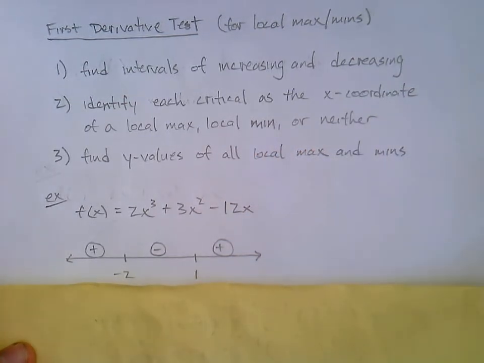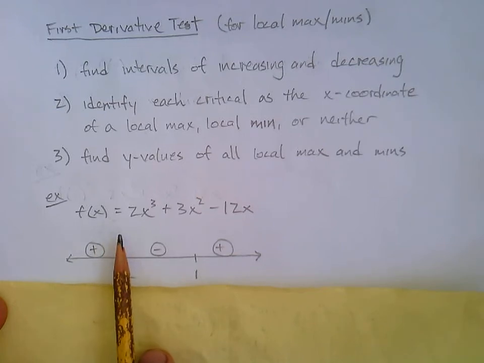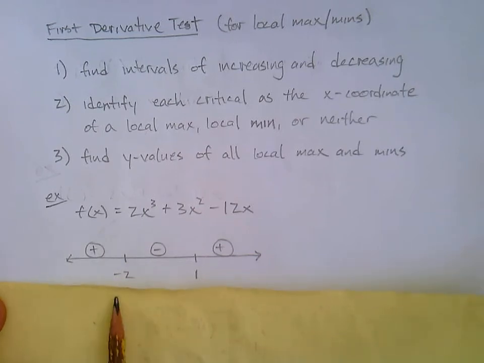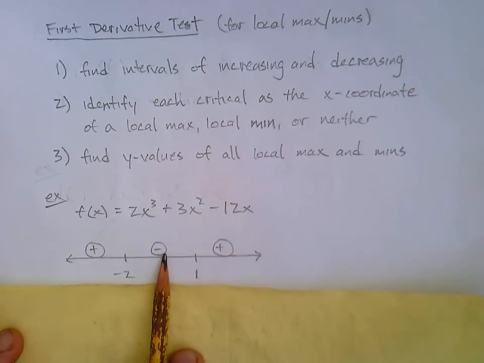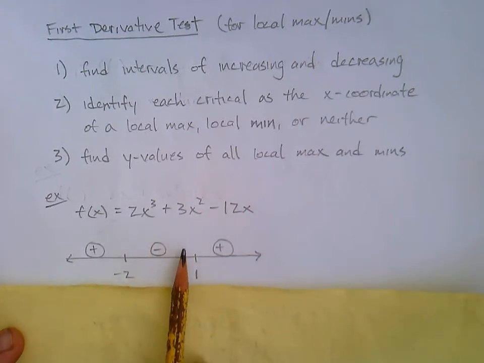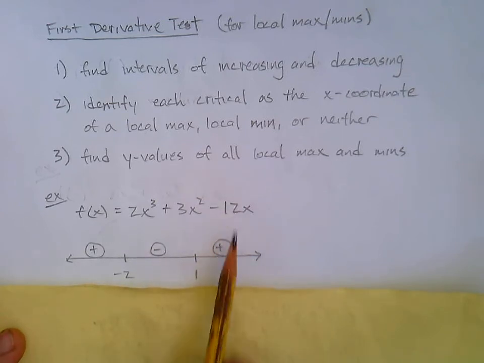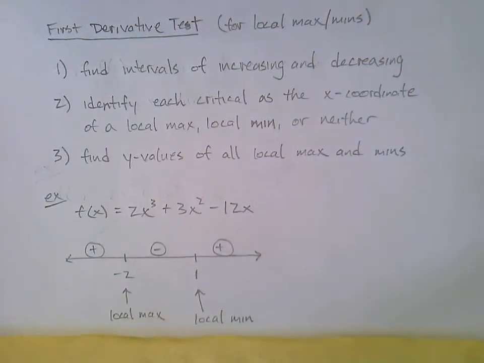How can we do that? Maybe looking at -2, what's happening on either side? The function was increasing, then it hit -2, and then it started decreasing. Doesn't that mean that -2 is a max? It was increasing, it hit -2, then it started decreasing. It was maximized. That's like the top of the hill at -2. So this is a local max. And the opposite for the 1: the function was decreasing, then started increasing. So it's decreasing, it hits 1, and then starts going back up. So that must be a local min.